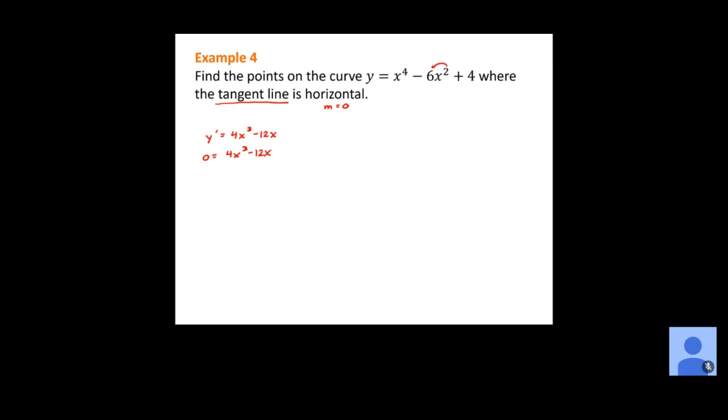Okay, good. We have a common factor of 4x. Let's go ahead and factor that out. That would leave us with x squared. And then over here, we're just going to have a minus 3. All right. Now what can we do?